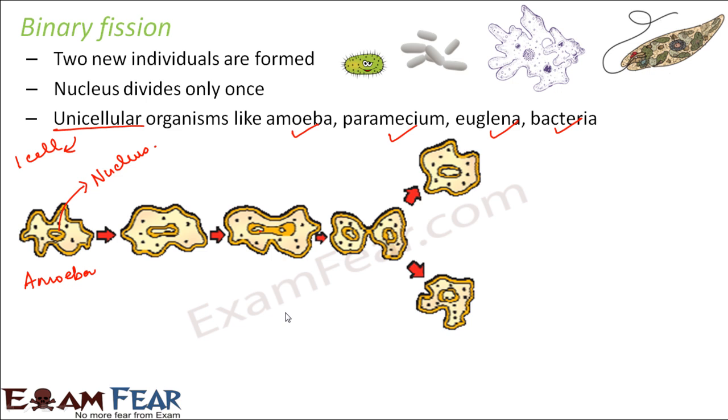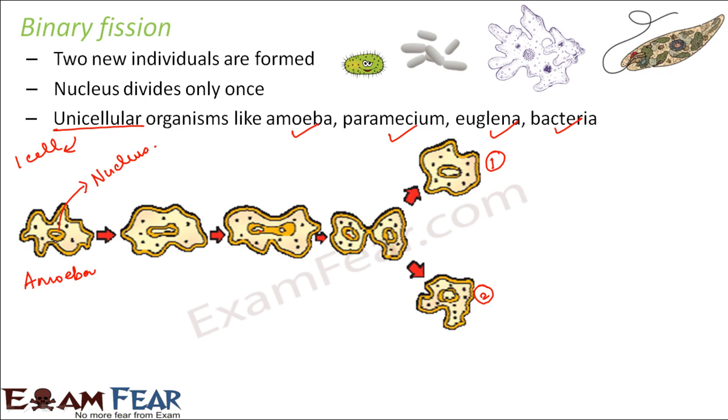So initially there was just one nucleus. And now here, if you see, there are two nuclei. But the two parts are still joined together. And finally they get separated. So you get 1 and 2. So two organisms are formed from one organism.